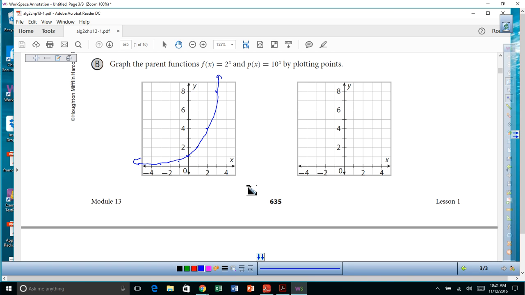All right, let's try the other one. Negative 3, and then that's 1/1000. That's real close. I can't get that close. And then negative 2, and that's 1/100. That maybe. And then negative 1 would be 1/10. 0, 1. 1 would be 10, which is off the charts here. Maybe right there. Maybe right there. And I can't draw it that close.